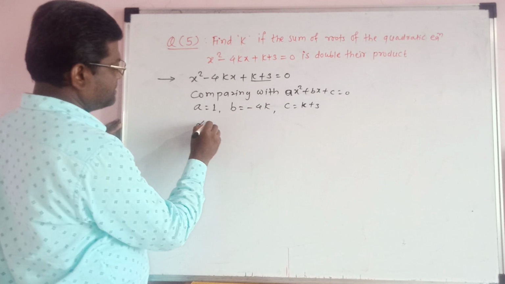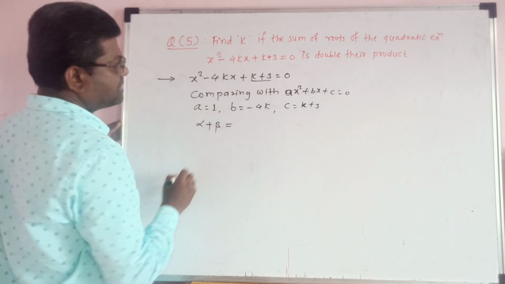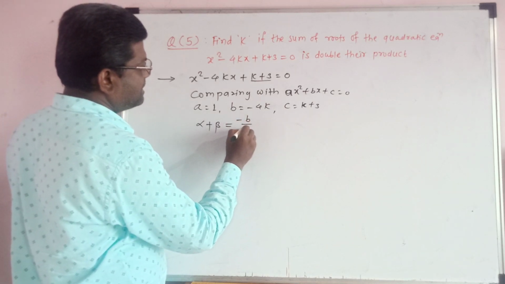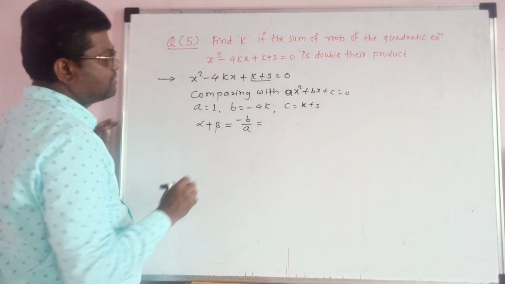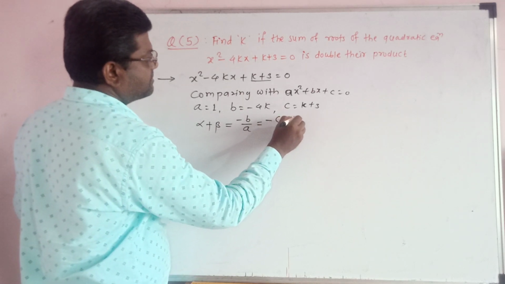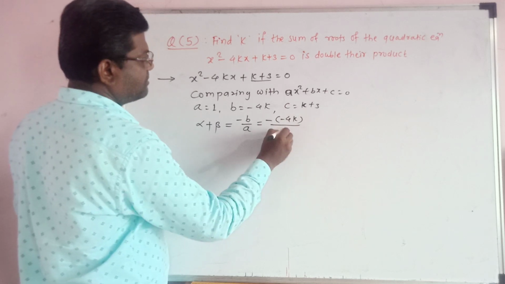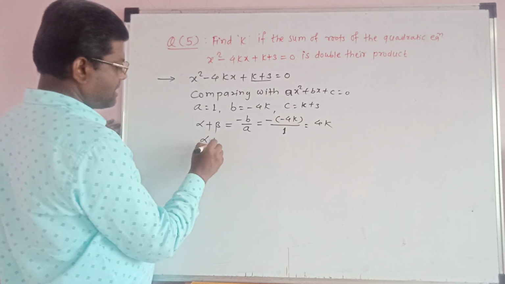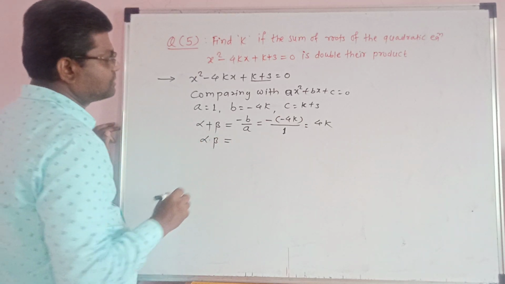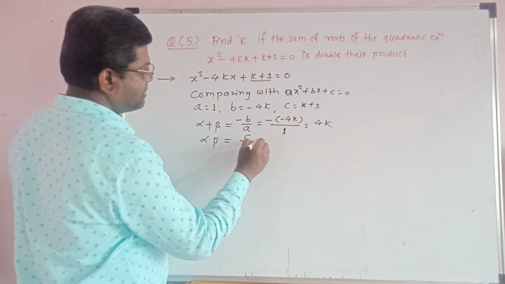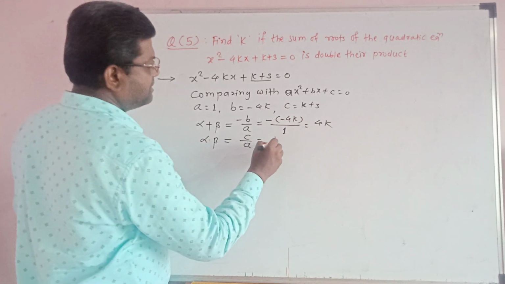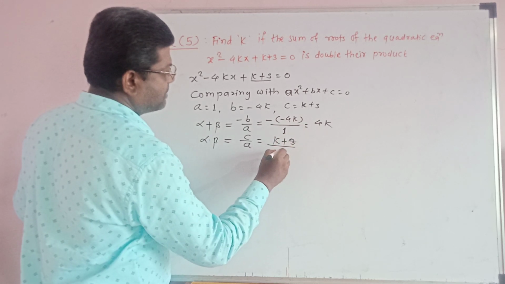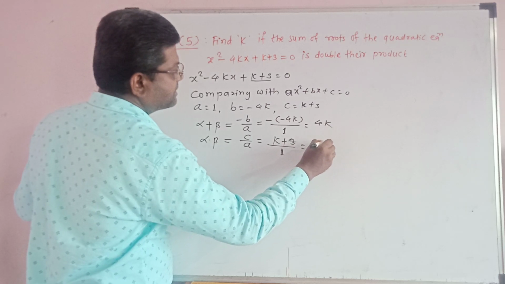Now let us find the sum of the roots. Alpha plus beta is equal to, we know the formula, minus b upon a, which is minus (minus 4k) upon the value of a, which is 1. So minus minus will be plus 4k. And alpha into beta is equal to, that formula is c upon a. Here the value of c is k plus 3, k plus 3 upon a, which is 1, that equals k plus 3.